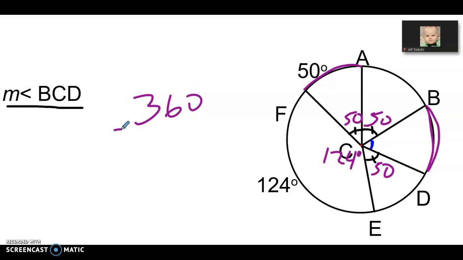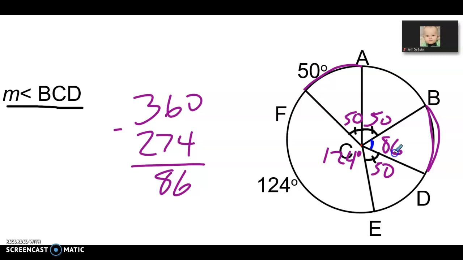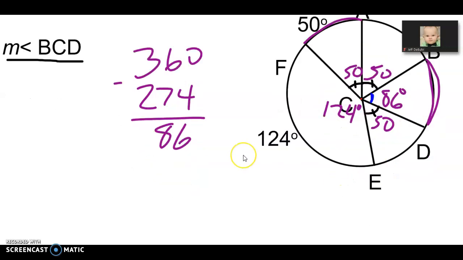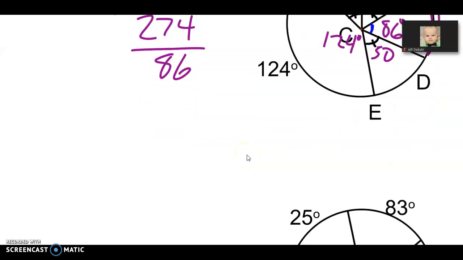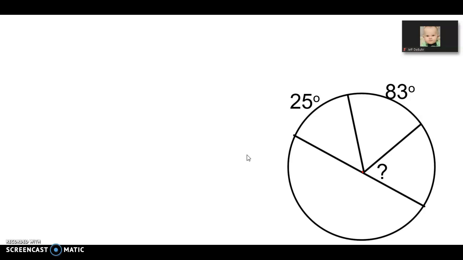I can subtract the angles on the inside, which would be 274 degrees. I just added 50 plus 50 plus 50 plus 124. And that tells us that the angle we're missing is 86 degrees. All right. This is a little bit of a higher level example. Let's move on to another one.